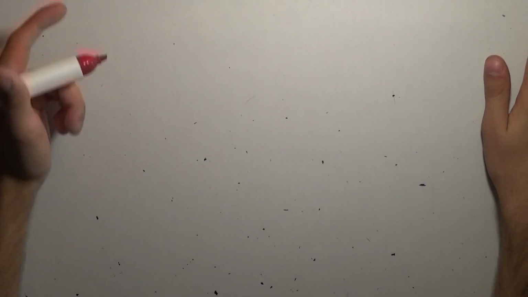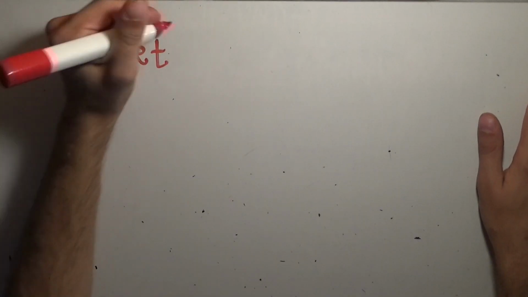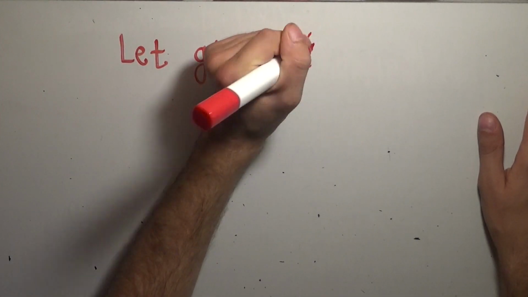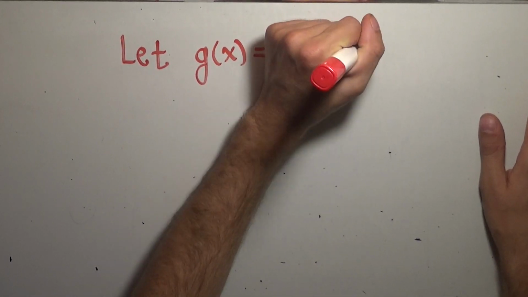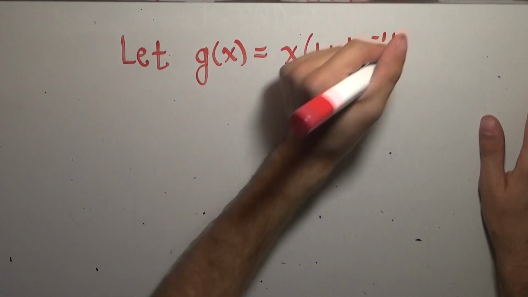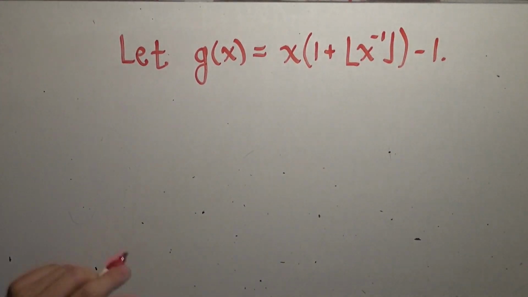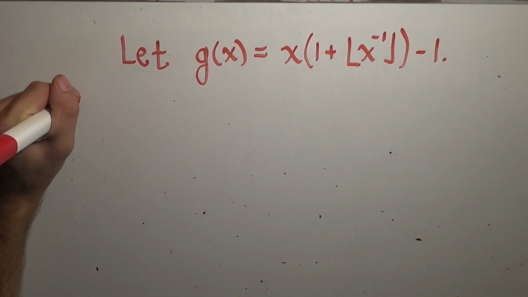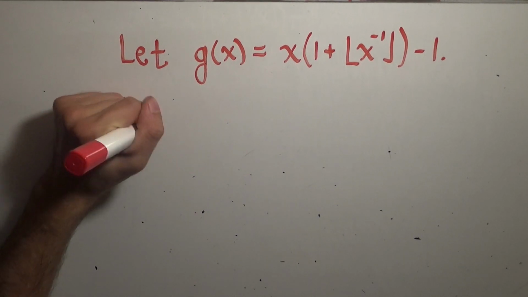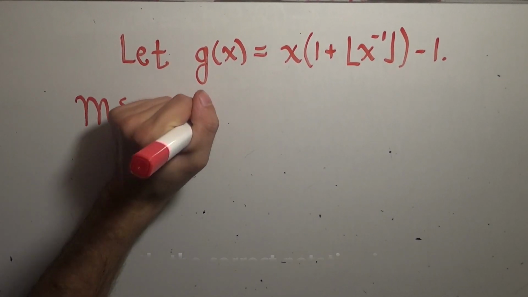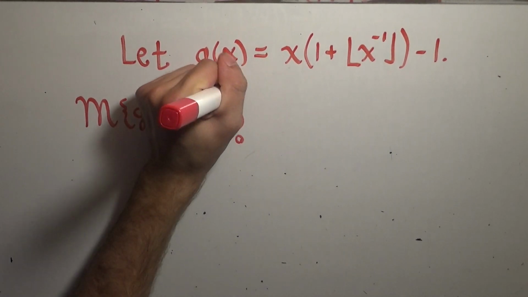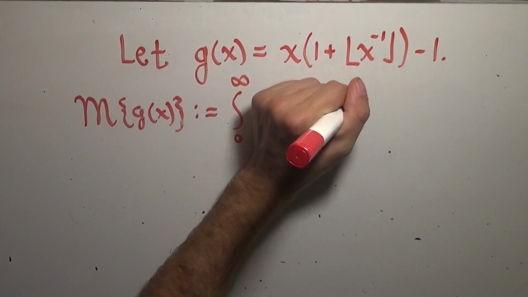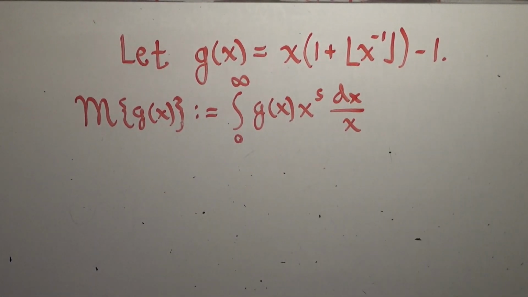Okay, so we're going to define a function. We're going to let g of x be equal to this funky looking thing: x times the quantity 1 plus the floor of 1 over x, or x to the negative first power, minus 1. And we are going to consider a Mellin transform of a function, which is usually written like this. So if you do the Mellin transform of g, then by definition it is the integral from 0 to infinity of g of x times x to the s dx over x. That's one of the ways it's usually written, or x to the s minus 1.